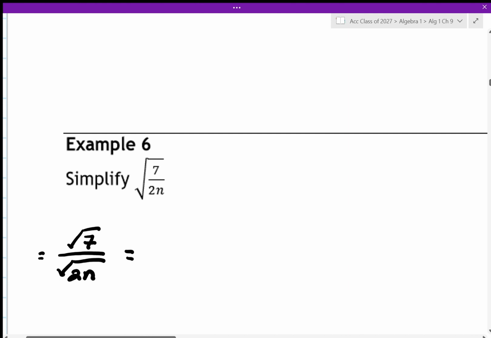Now, I can't have a radical in the denominator, right? That's part of my rules that I'm not allowed to have that. So what I'm going to do is I'm going to multiply by a fancy 1. Fancy 1, like the number 1, right? And that's pretty ugly right there. Let's write that again. Fancy 1.